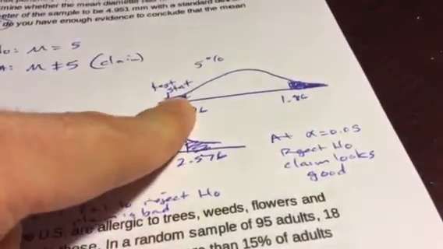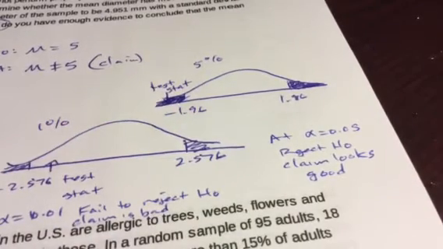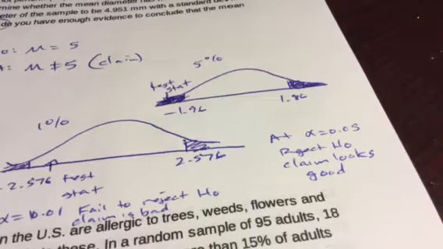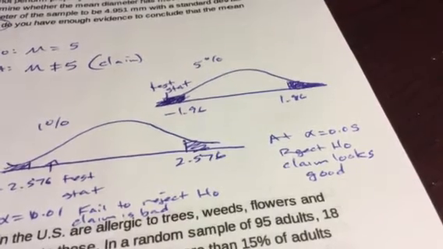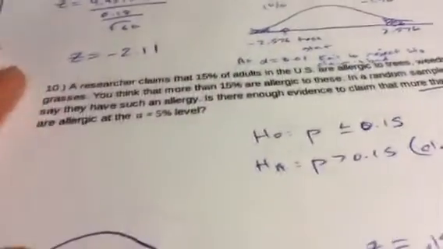For the 5% level, though, our test stat is in the rejection region. So at alpha 0.05, we reject H0 and say the claim looks good. So it depends on our level of significance. In the real world, we would notice that at 1% we fail to reject H0, so the claim doesn't look good. Especially if I was the company, I would focus on the 1% one.